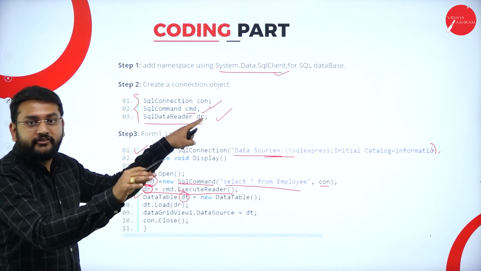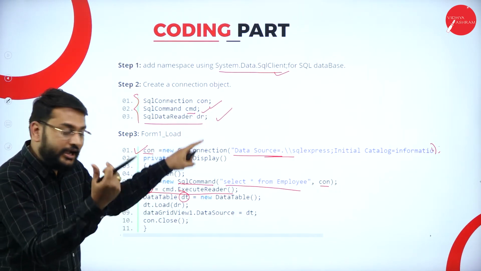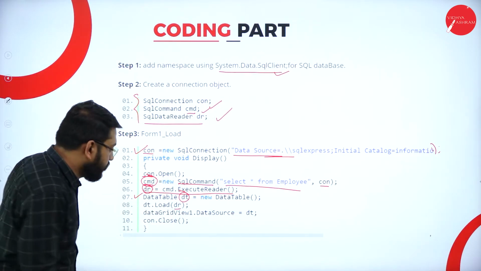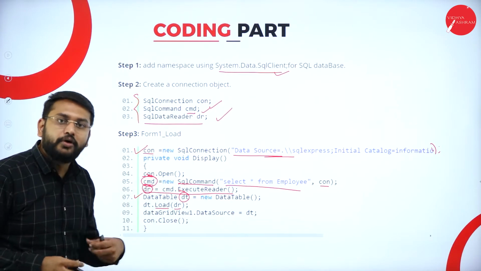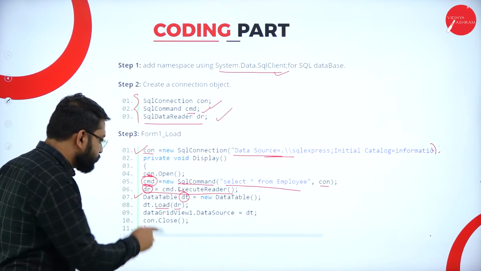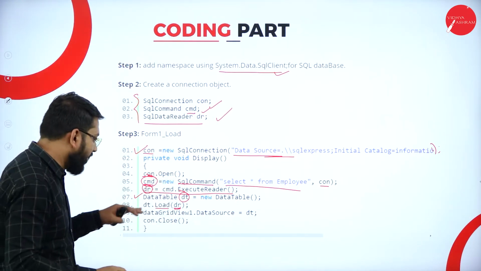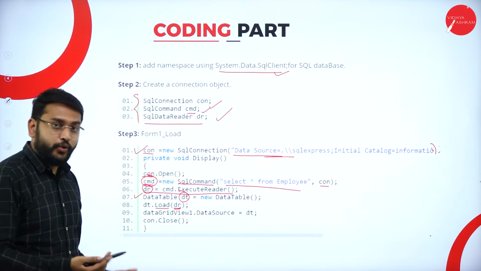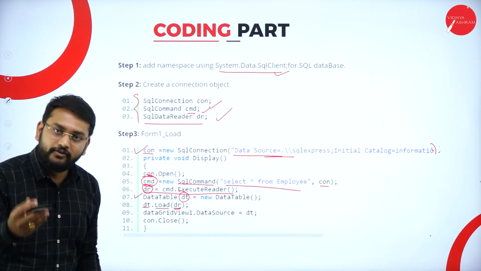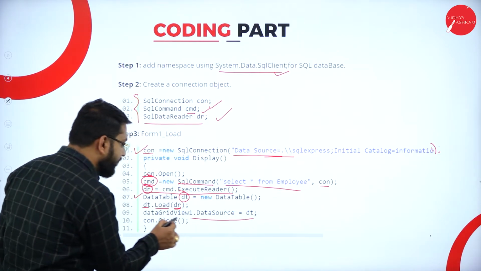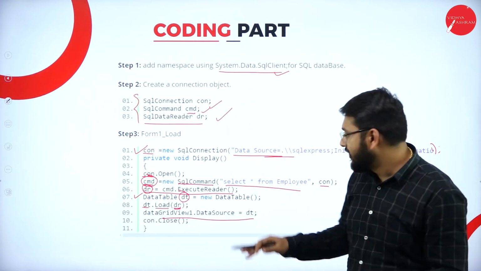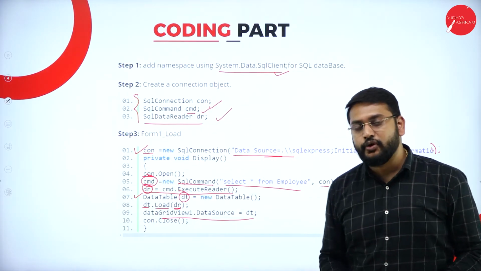Whatever query I have sent, I should get the data for that, right? So that data is stored in DR. I will pass this DR using the function called load. This load will load the result. Whatever I get from this query, that result is stored in this DR, is what you need to remember. After that, I will load this data into this DT, the table I have created, and I will represent the data using the grid view in this line. That's what you need to remember.